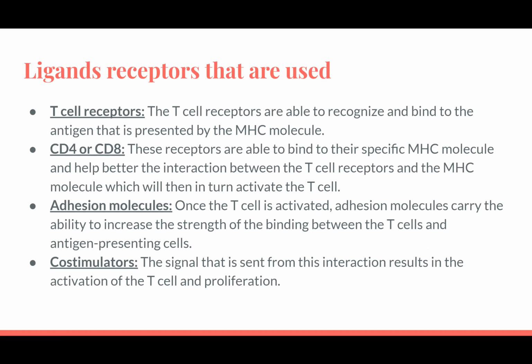So the ligands and the receptors that are used: the T cell receptors are able to recognize and bind to the antigen that is presented by the MHC molecule. The CD4 or CD8 receptors are able to bind to the specific MHC molecule and help with the interaction between the T cell receptors and the MHC molecule, which will then in turn activate the T cell. The adhesion molecules increase the strength of the binding between the T cells and the APCs. And finally, the co-stimulators. The signal that is sent from this interaction results in the activation of the T cell and proliferation.